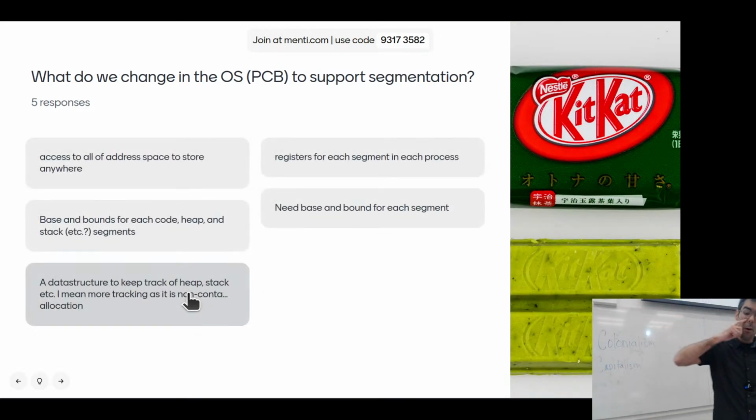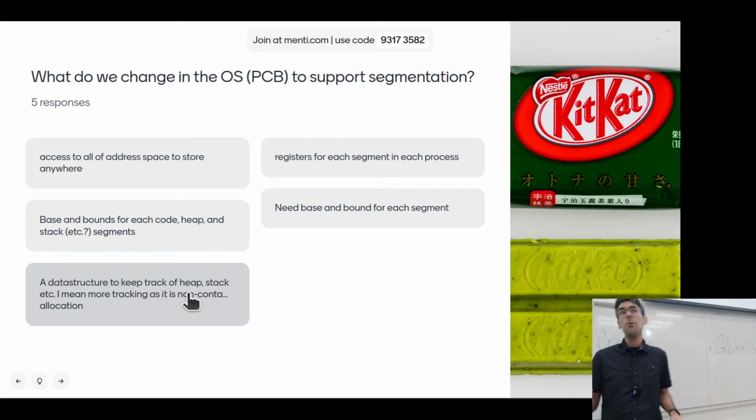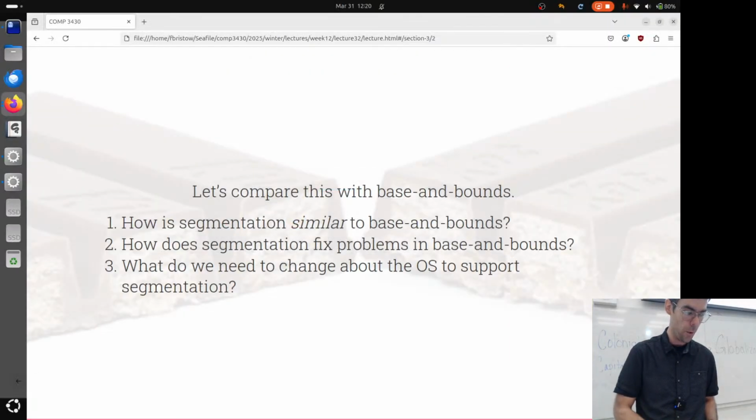And in terms of what we have to do as an operating system, we're going to have to add base and bounds registers for every segment that we've got from this virtual address space. This might be that we have 2 segments. It might be that we have 4 segments. Depending on how many segments we want to have dictates how many values we need to add to our process control block to be able to support that.